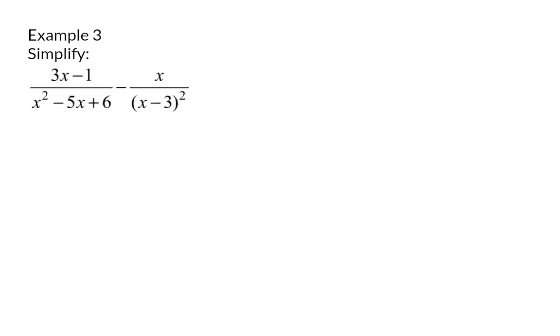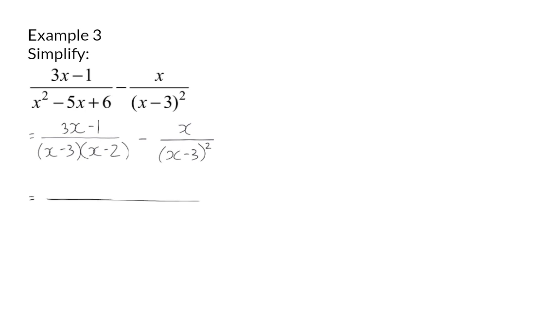In example 3, we also need to simplify, and we'll once again start by factorizing the denominators. The first term's denominator is a trinomial that can be factorized in x minus 3 multiplied by x minus 2. Our second fraction has already been factorized in the denominator into the factors x minus 3 times x minus 3.